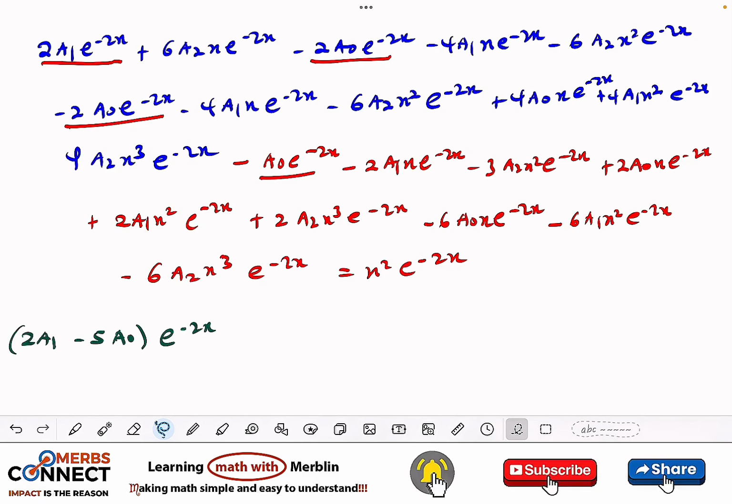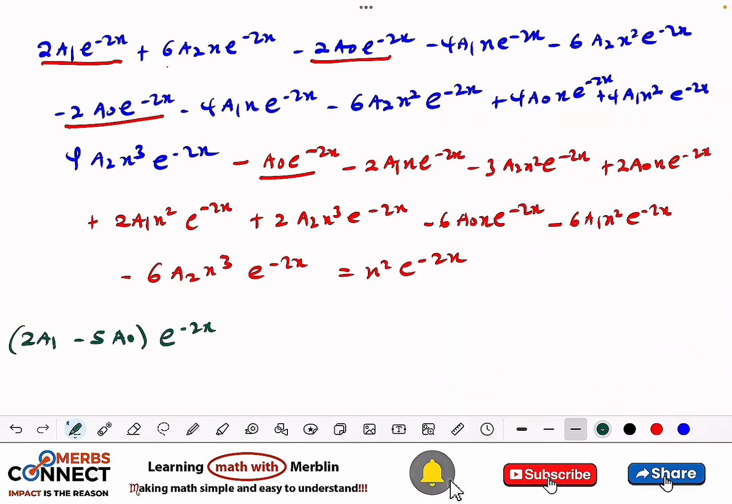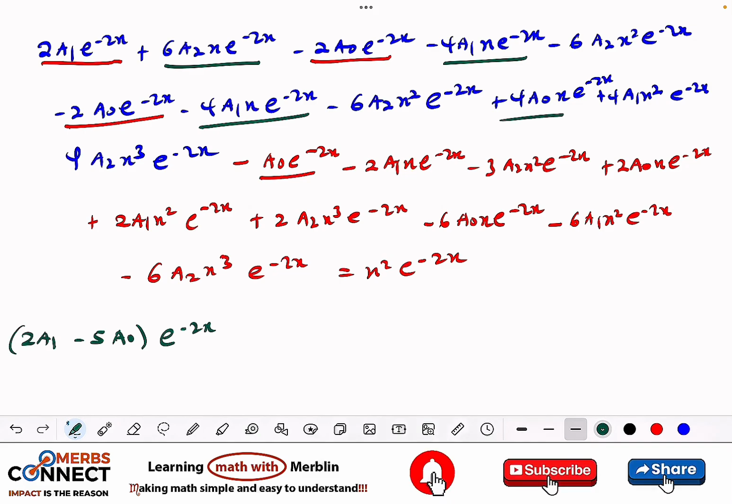Okay. Now another thing that we can do here is look for the ones with x. So let's look for them. The one with the x is, we have this one, this one with x, this one with x, this one with x, this one with x, this one with x. Good. So all the ones in green are the ones with x. Let's go through and see if we can add some of them.